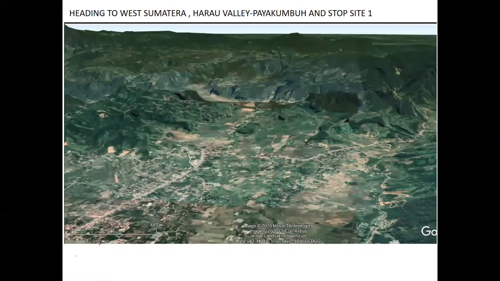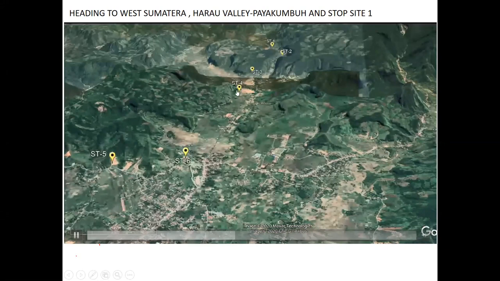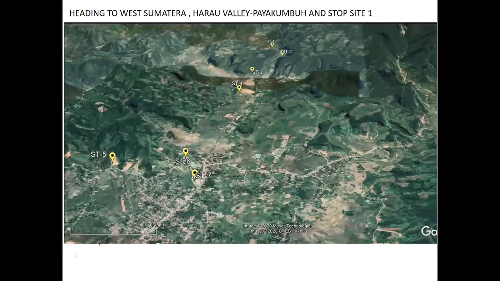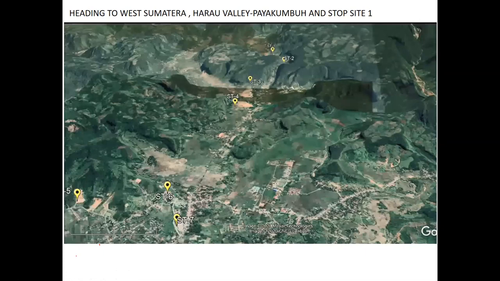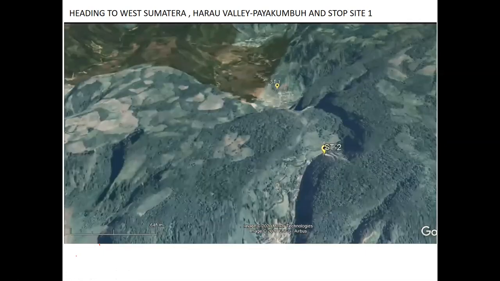We will start the trip today from north to the south. So starting from stop site 1, stop site 2, until stop site 7. Basically, we will see the basement of the Kuantan formation in stop site 1, where we can observe also the border fault between stop site 1 and stop site 2.